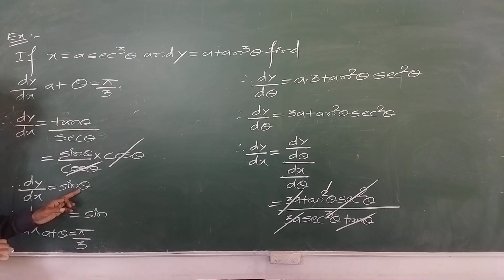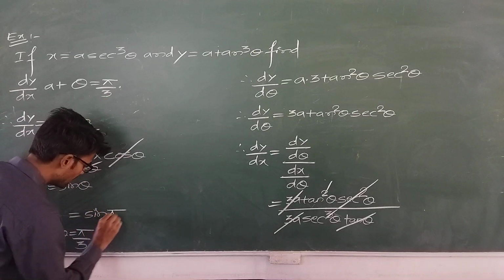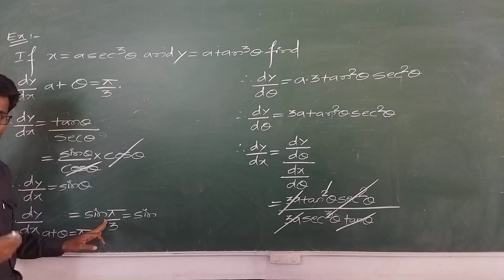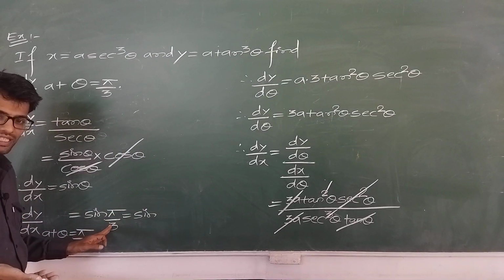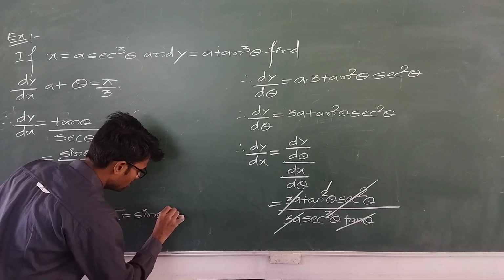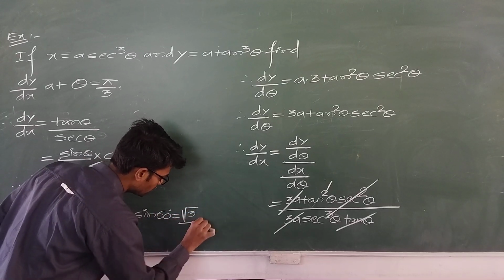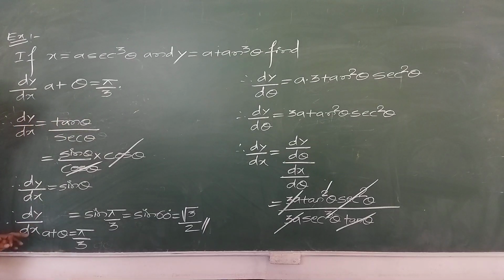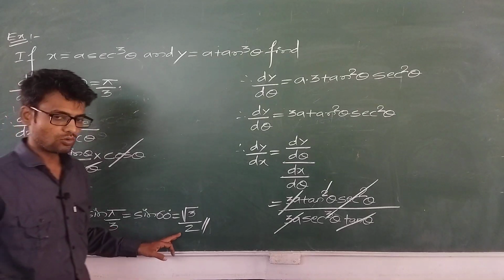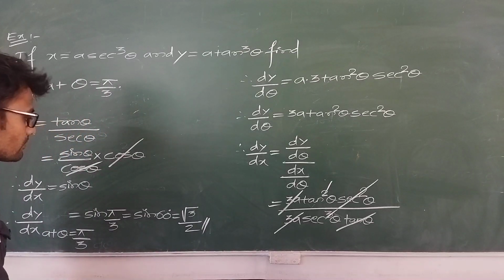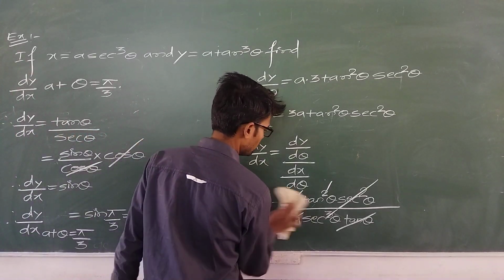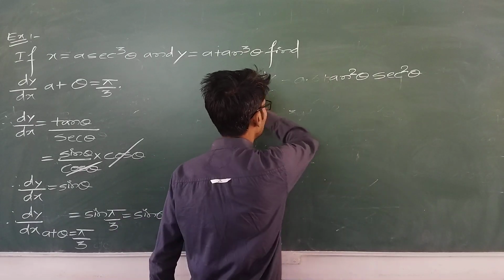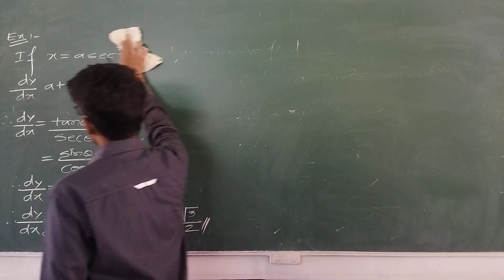So you write dy by dx at theta equal to pi by 3 is equal to sin theta. In place of theta you take pi by 3. So it is sin pi by 3. Sin pi by 3 means what? Sin 60. Pi means 180, 180 by 3 is 60. The value of sin 60 is root 3 by 2. So therefore dy by dx at theta equal to pi by 3 is root 3 by 2. Right? You remember, this is a very important simple example on parametric forms.